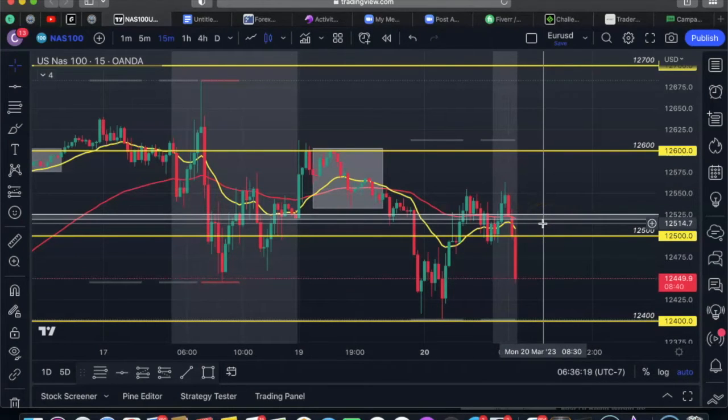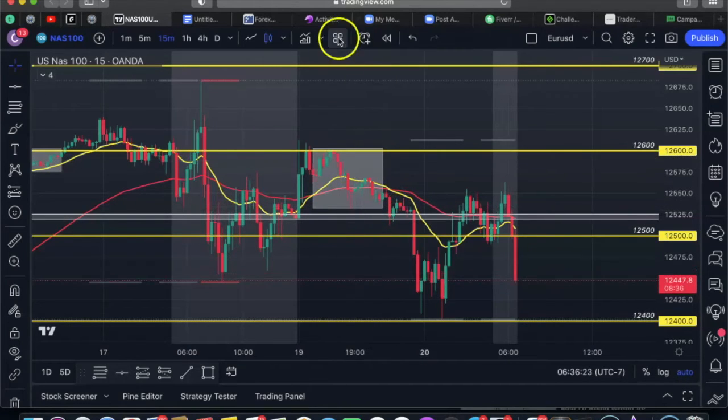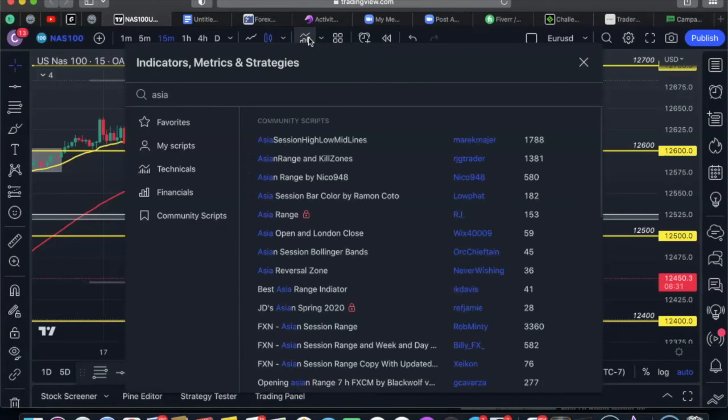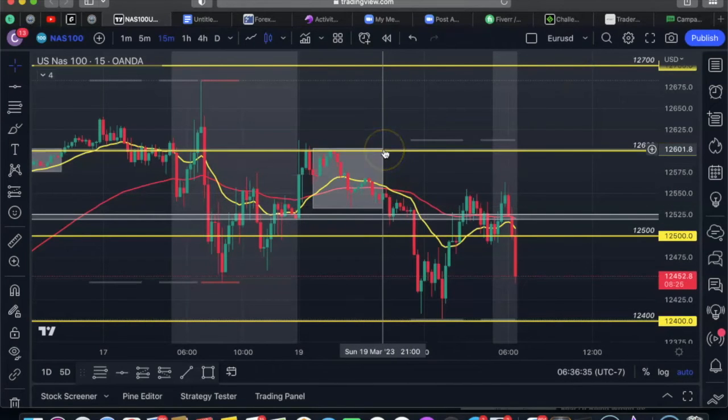The first thing is look at this Asia session right here. So this indicator that I have, if you go to indicators right here and you type in Asia, it's going to be the Asia ranging kill zones. So once you get this indicator, it will pop up on your screen. You can make it whatever color you want.